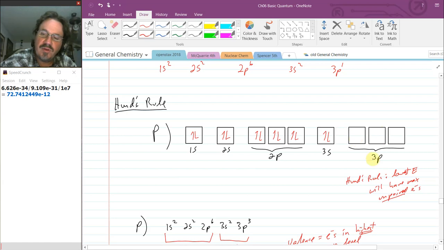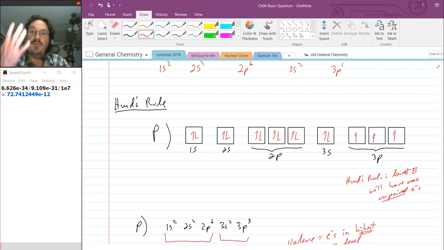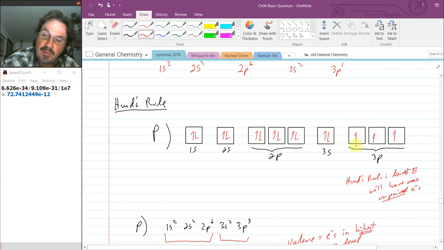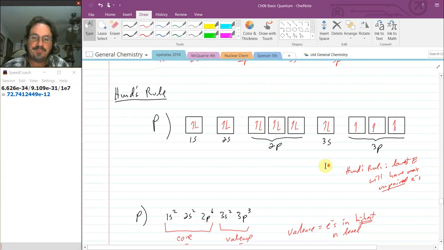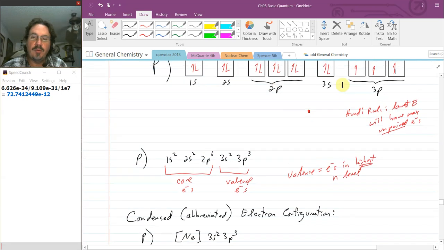So 3 electrons need to go in here. 1, 2, 3. That's the right way to do it, according to Hund's rule. Spread them out, and then if I had 4 electrons, I'd come back and put my 4th one right there in a down spin to pair it. But if I can, spread them out and don't pair them. That's Hund's rule.